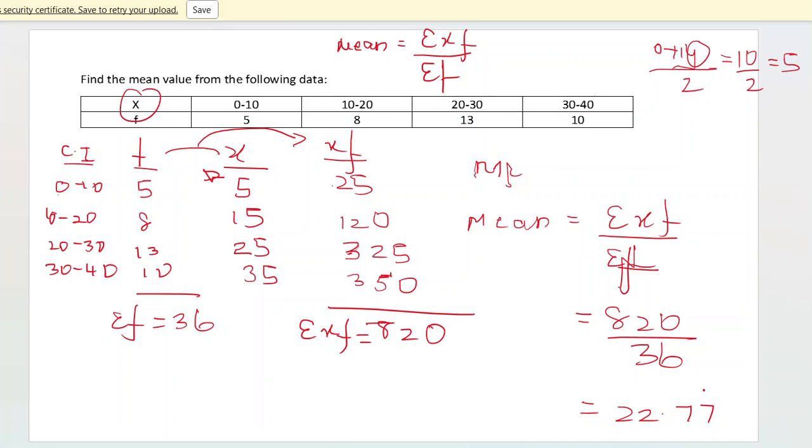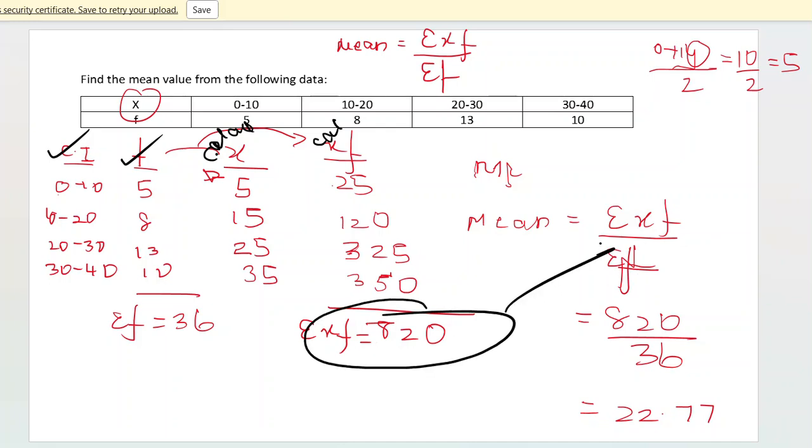So to solve any problem in mean, we have to first write down the class intervals as they are. We write down the frequency, then calculate x, then calculate xf. And now the mean is nothing but summation of xf upon summation of f. Summation of xf is the sum of this column, which becomes the numerator, whereas summation of f is the sum of the f column.